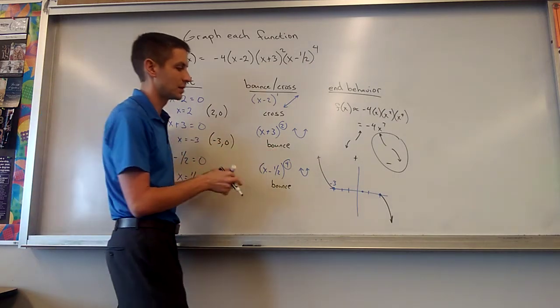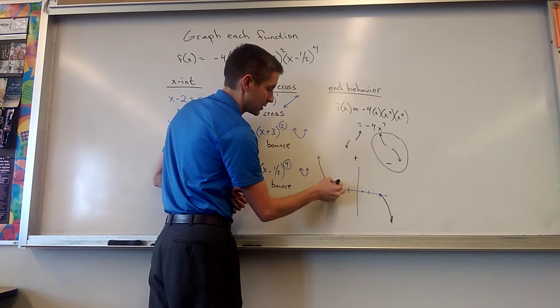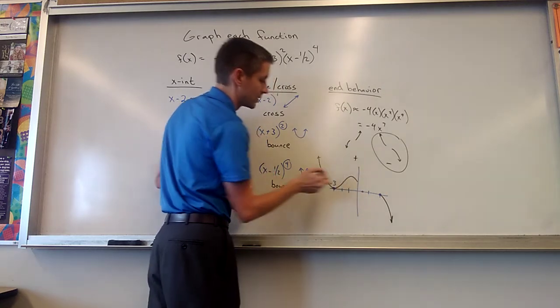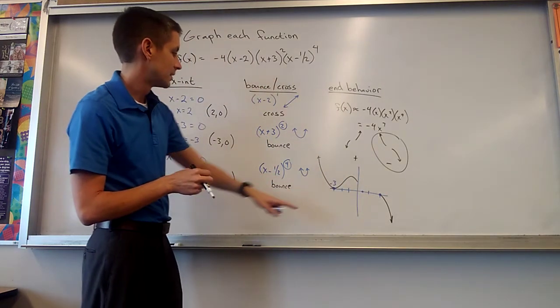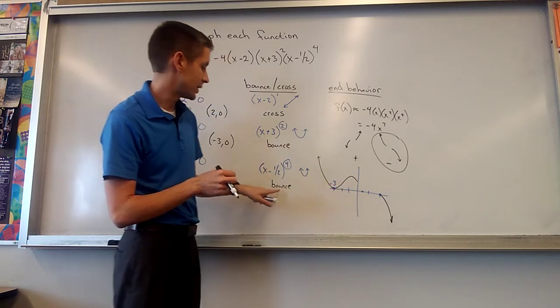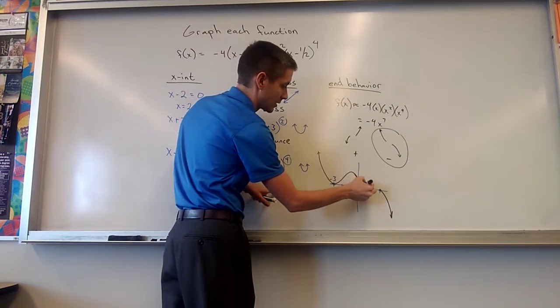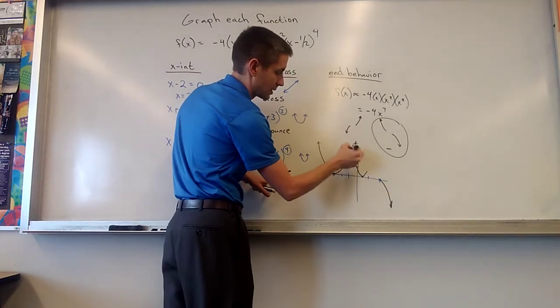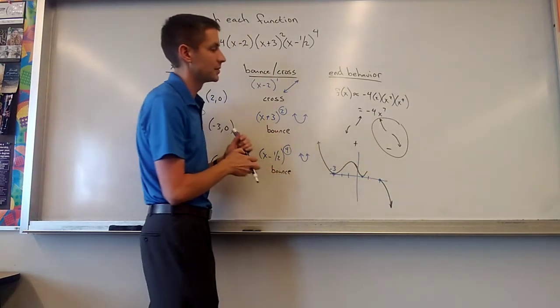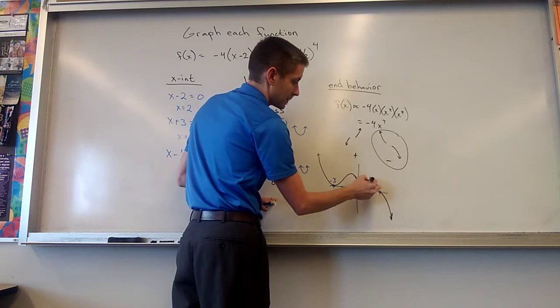At 1/2, we said it was going to bounce off again. So as I approach that, I want to make sure I get a curve on that. So I'm not coming into a hard corner, because polynomials don't have hard corners. But then I approach my next intercept, and I should cross based on what's happening. At 2, we decided that it was going to cross.